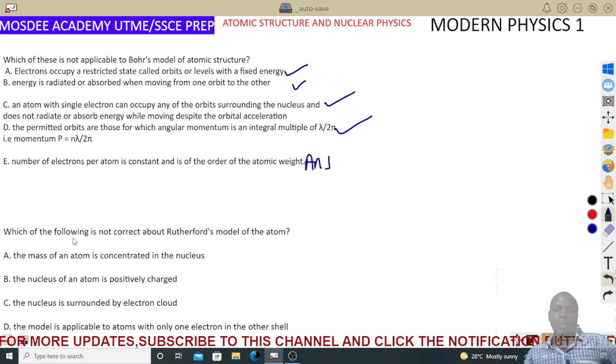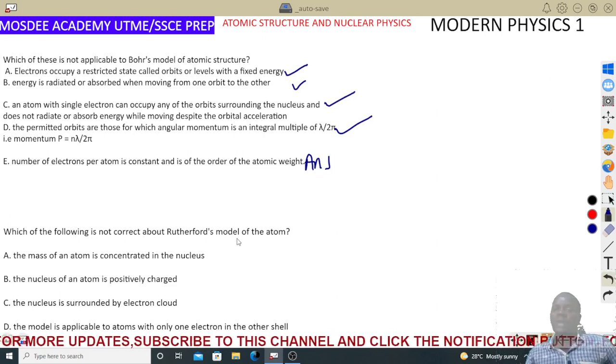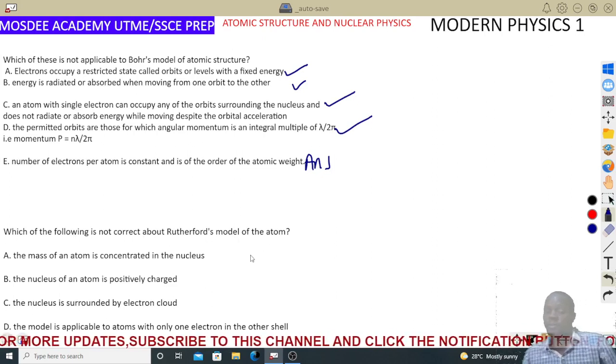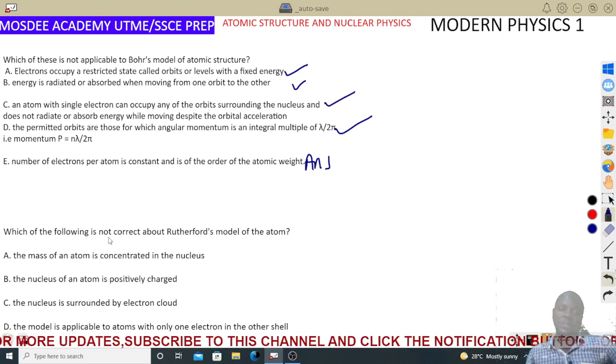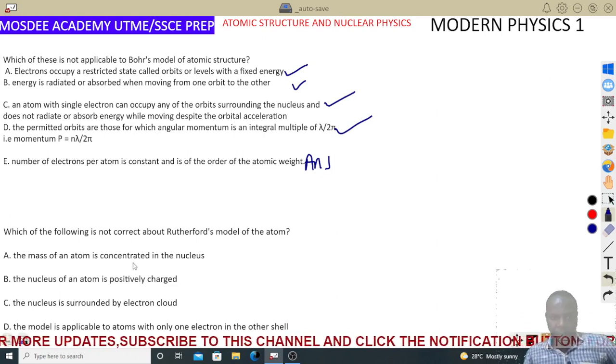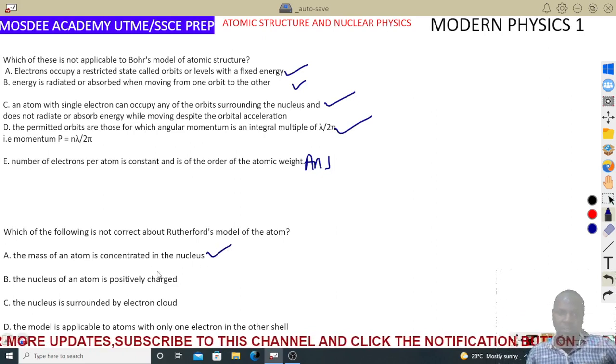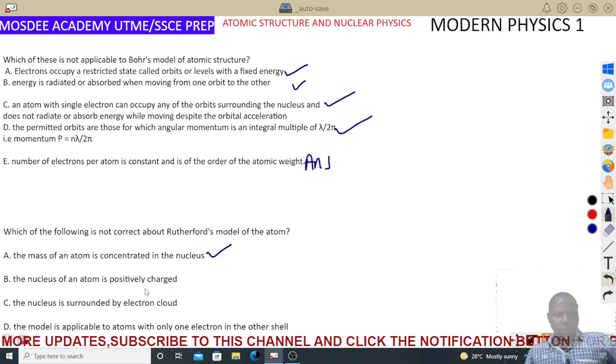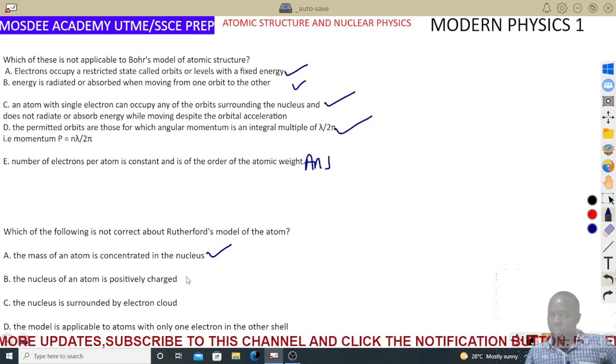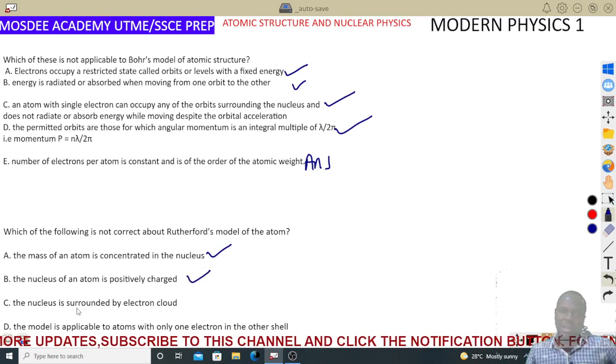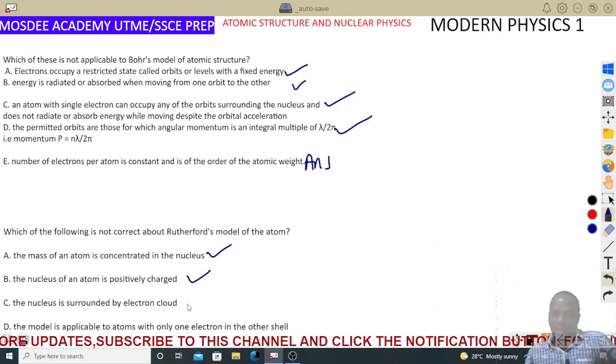The next one, which of the following is not correct about Rutherford model of an atom? Rutherford, we've talked about that. I told you about what he discovered. The mass of an atom is concentrated in the nucleus, absolutely correct. Now, the nucleus of an atom is positively charged, absolutely correct. I've talked about the nucleus is surrounded by electron, absolutely correct.